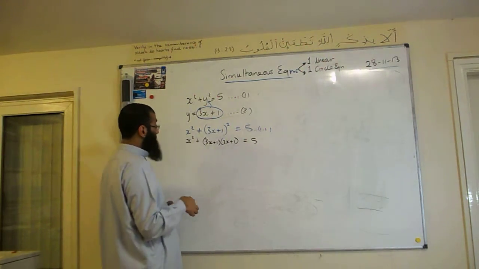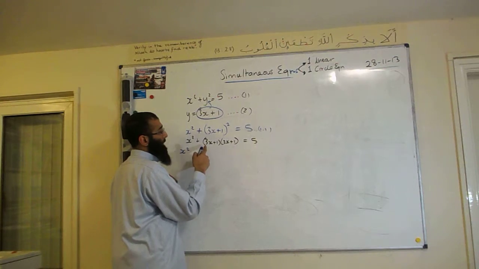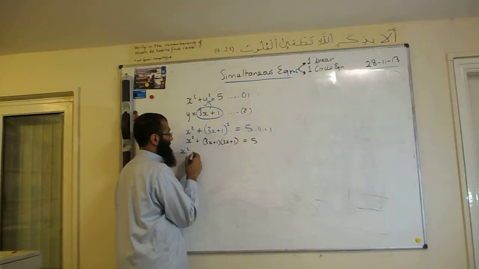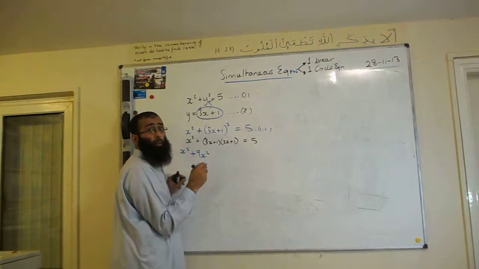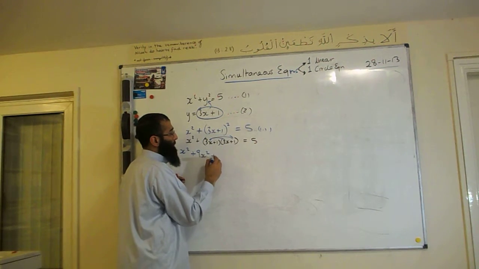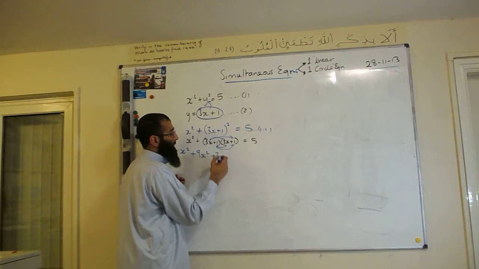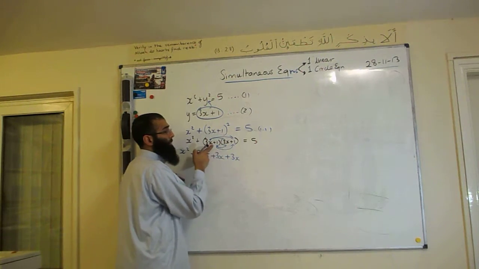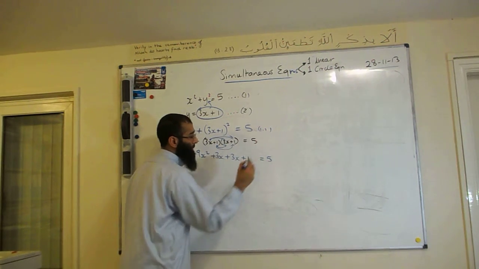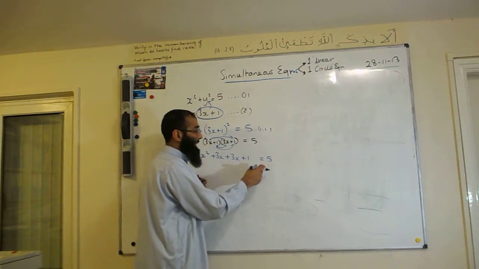So let's do the next part. Multiplying this double bracket here, 3x times 3x will give us 9x squared. 3x times plus 1 will give us plus 3x. Plus 1 times 3x is plus 3x, and plus 1 times plus 1 is plus 1, equals 5. Now we need to get this 5 from the right hand side over to the left hand side and leave behind the 0.